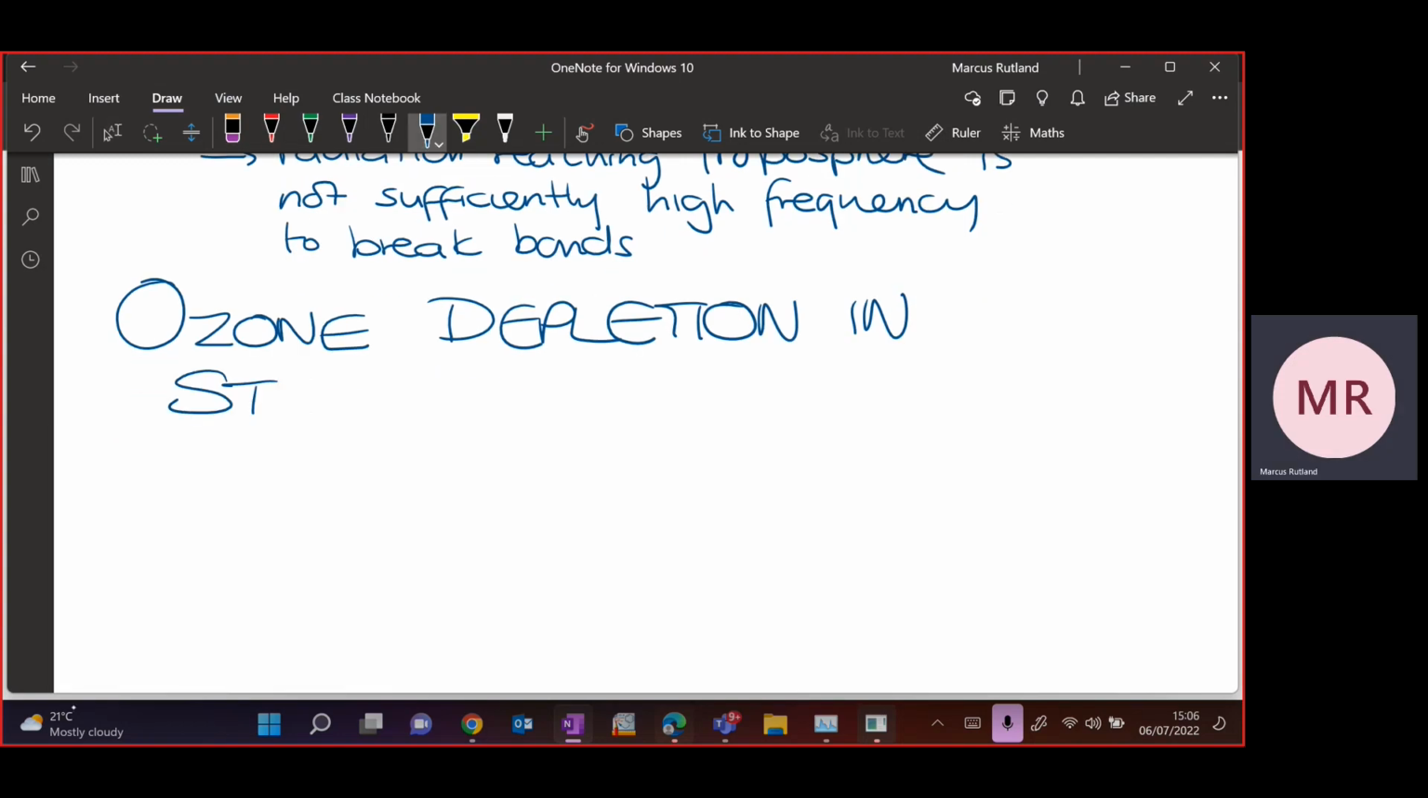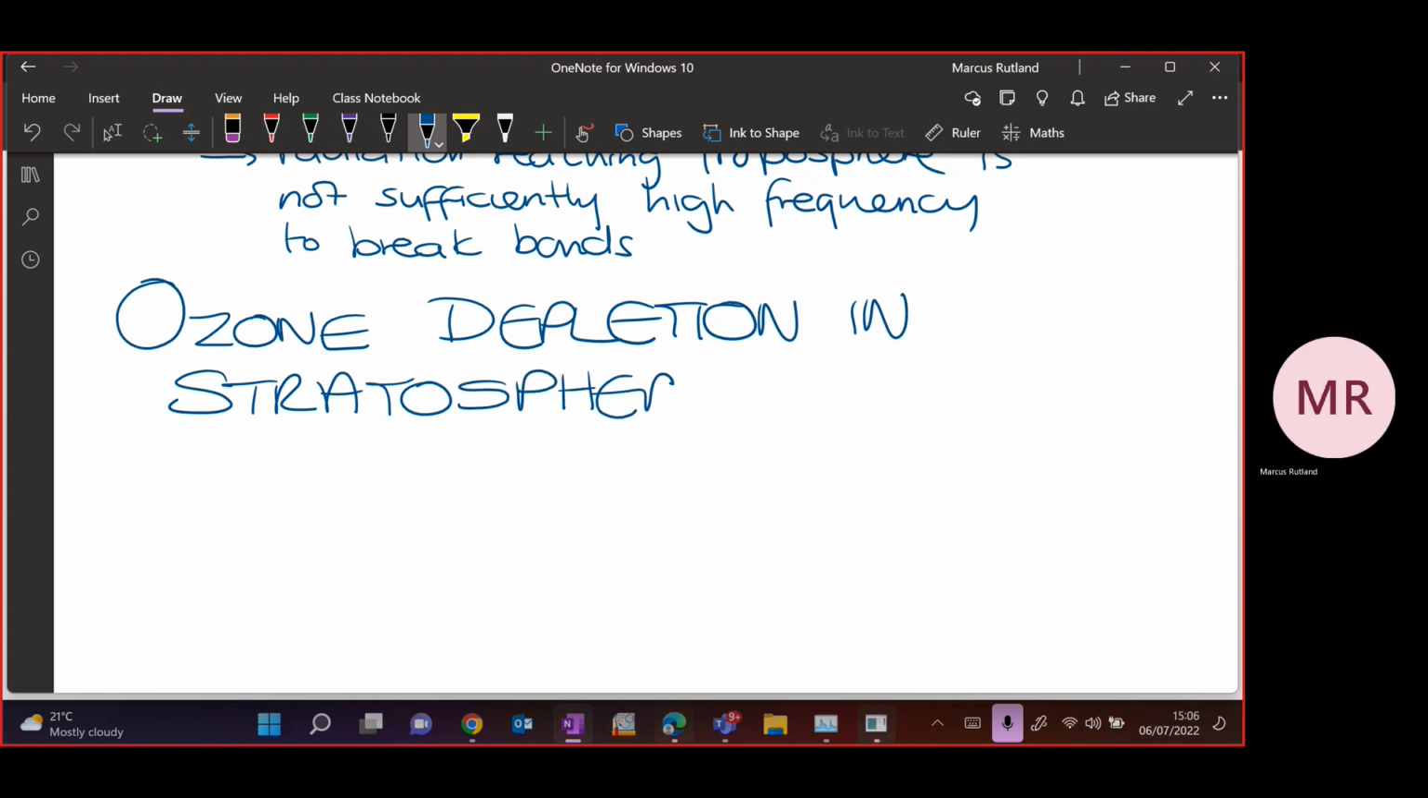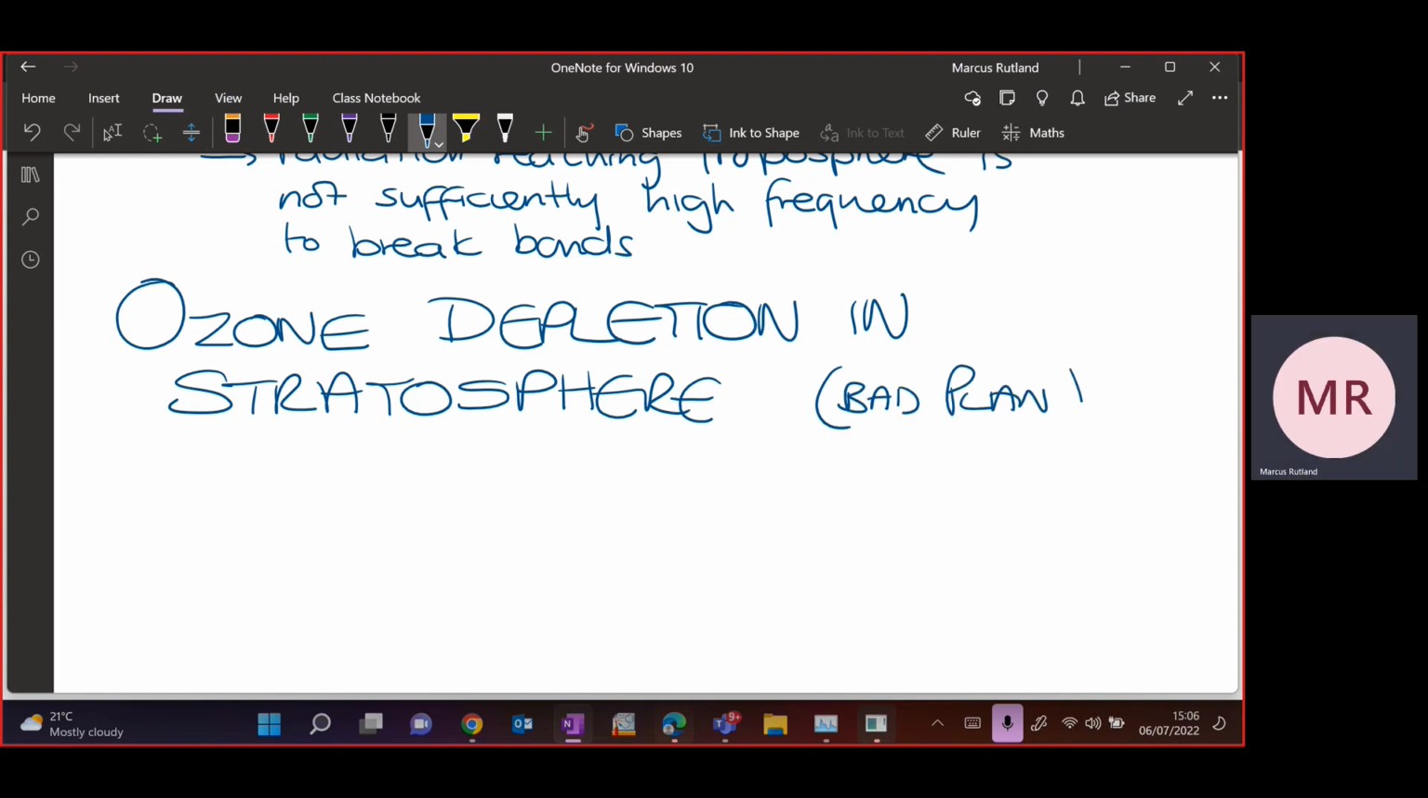Depletion meaning stuff being removed, getting less. If you deplete something, you use it up. Just note, this is a bad plan. We want the ozone in the stratosphere for reasons recently described to absorb the high energy UV radiation to prevent it reaching the Earth's surface, where it can cause DNA mutations and hence skin cancer.